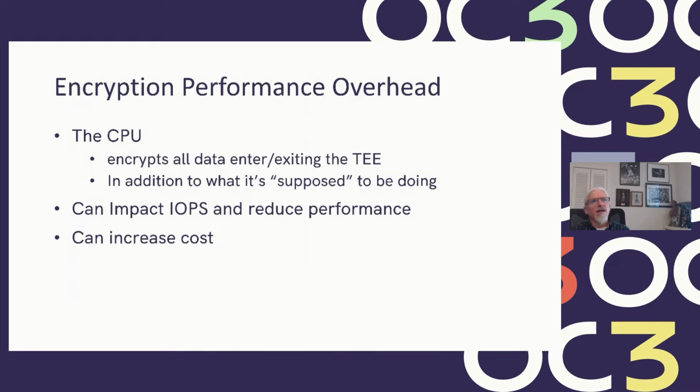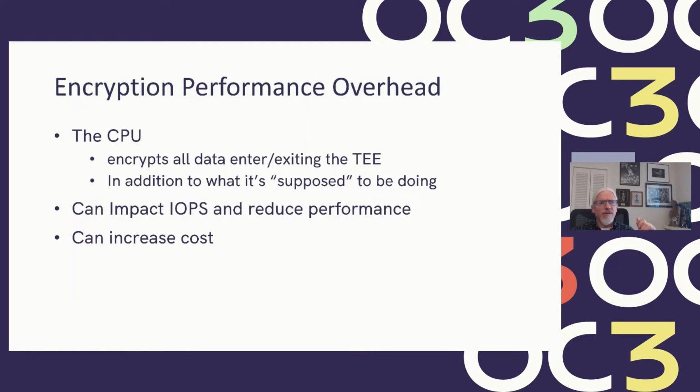What's the downside? Encryption performance overhead. The CPU has to encrypt all the data entering and exiting the TEE in addition to what it's supposed to be doing. This impacts I/O per second and reduces performance, and can increase cost, because if you want to have more CPU power in order to do the encryption and decryption, you have to buy bigger VMs, and that increases cost.